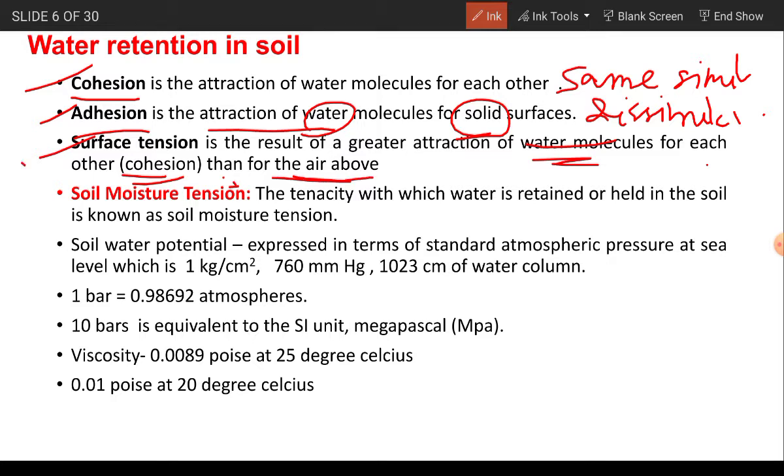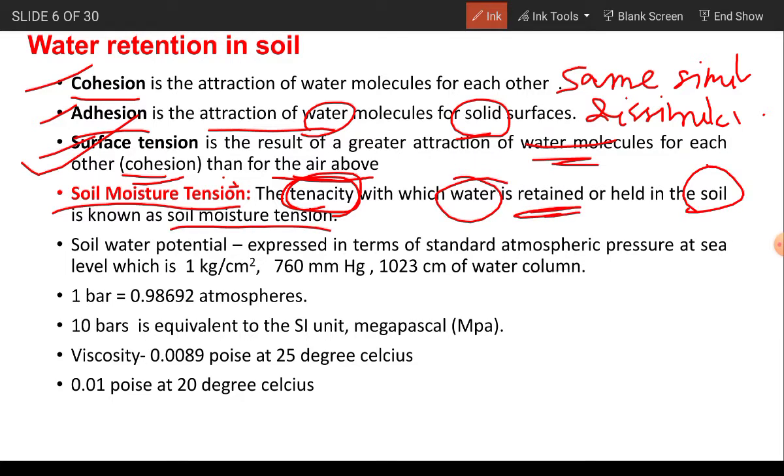Okay, surface tension. Soil moisture tension. What is soil moisture tension? Soil moisture tension is the tenacity with which water is retained in the soil pore. It's called soil moisture tension.